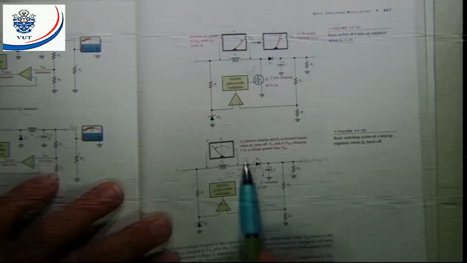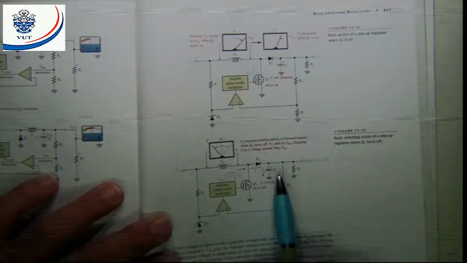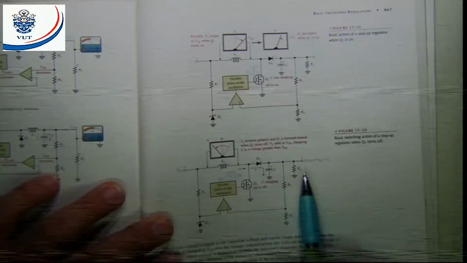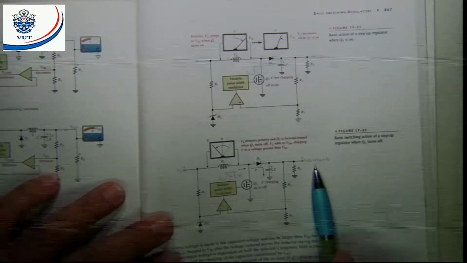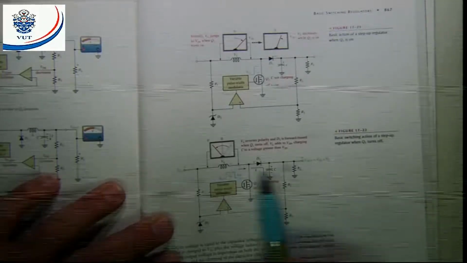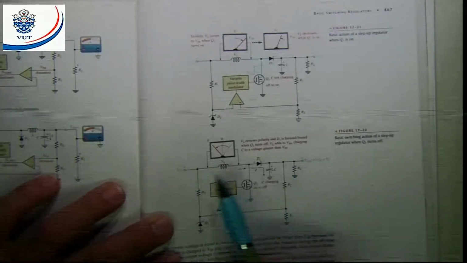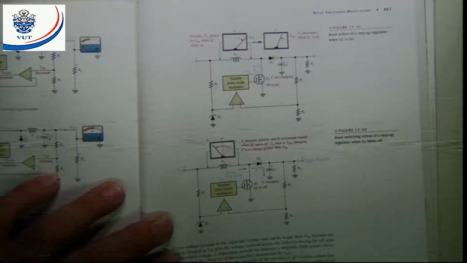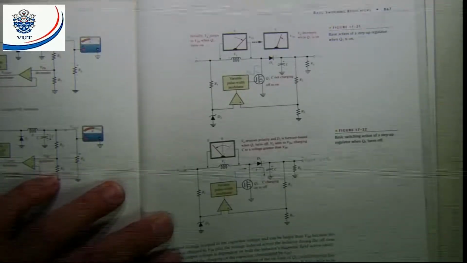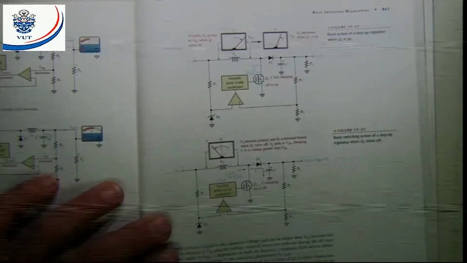The diode will be forward biased and now I will charge the capacitor positive, negative, and my output voltage will be V in plus VL. That means the output voltage will be much larger than the input voltage. That's why we call it a step up switching regulator.